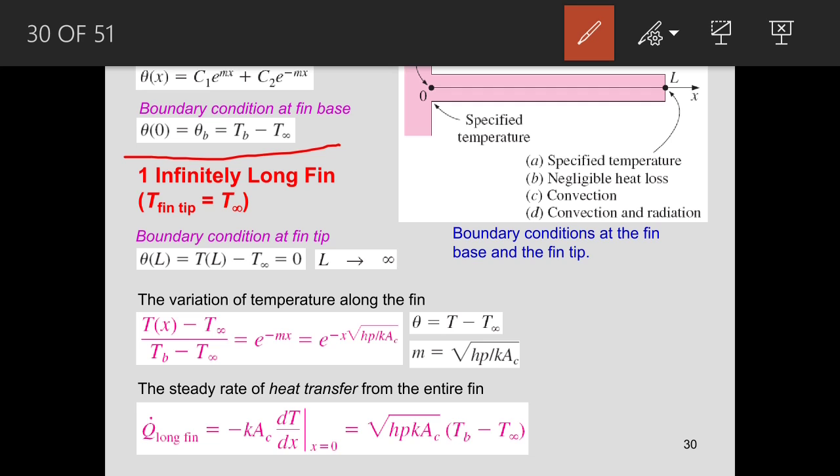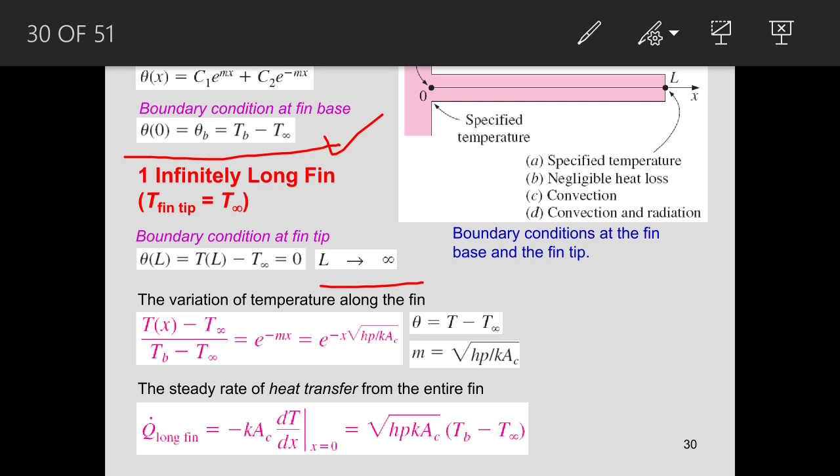Same as the previous one, which is denoted here. Theta of 0 is equal to theta of b, which is equal to Tb minus T infinity. Now if we substitute x equal to L, and L we have already denoted as the infinitely long fin, that means L tends to infinity. If you substitute in this equation, theta of L is equal to TL minus T infinity, which is equal to 0.